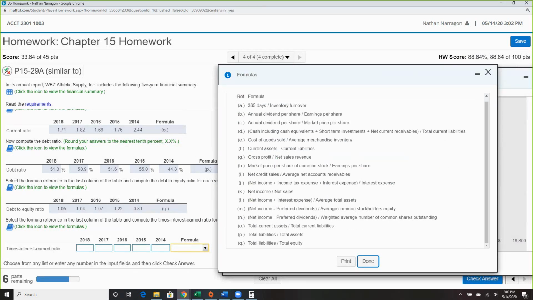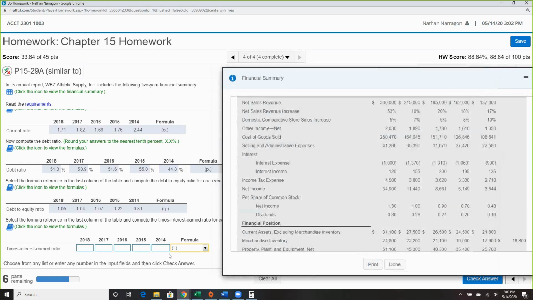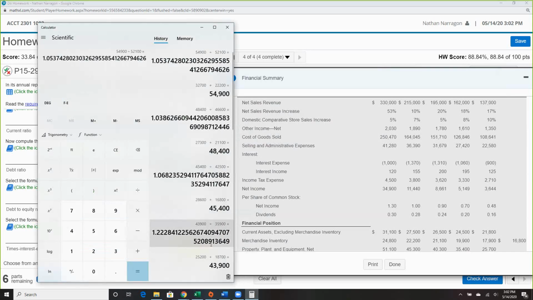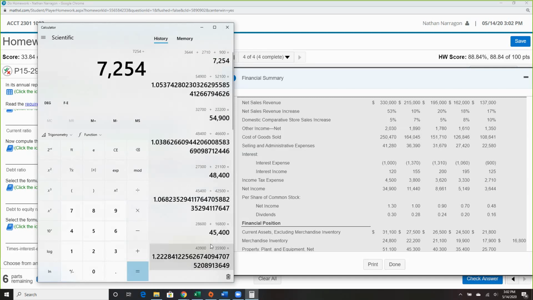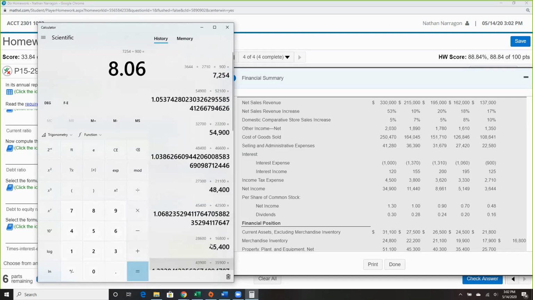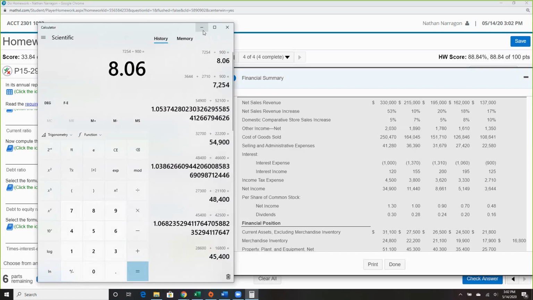There it is, right there, J. Alright, so net income plus income tax expense plus interest. Even though it's showing negative, we're going to do a positive. I'll check it to make sure. So, 3644 plus 2710 plus 900 divided by our interest expense, 900. That's 8.06.